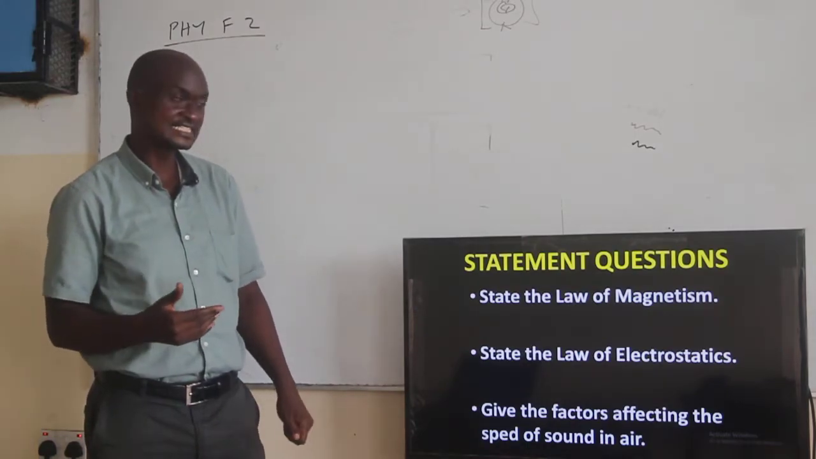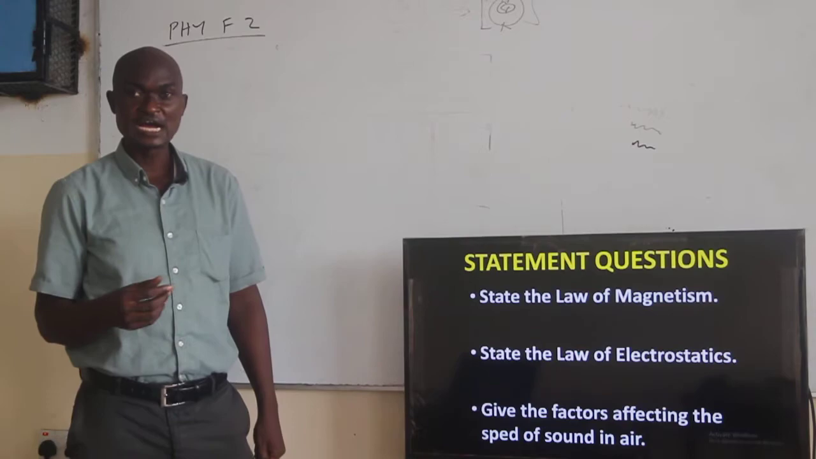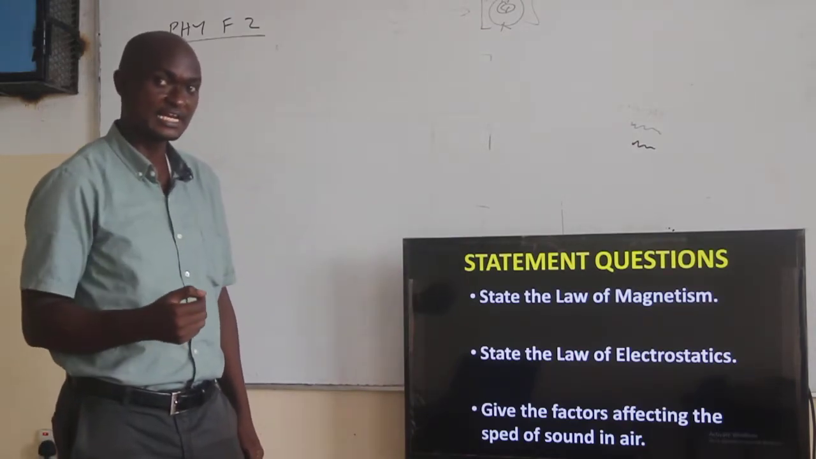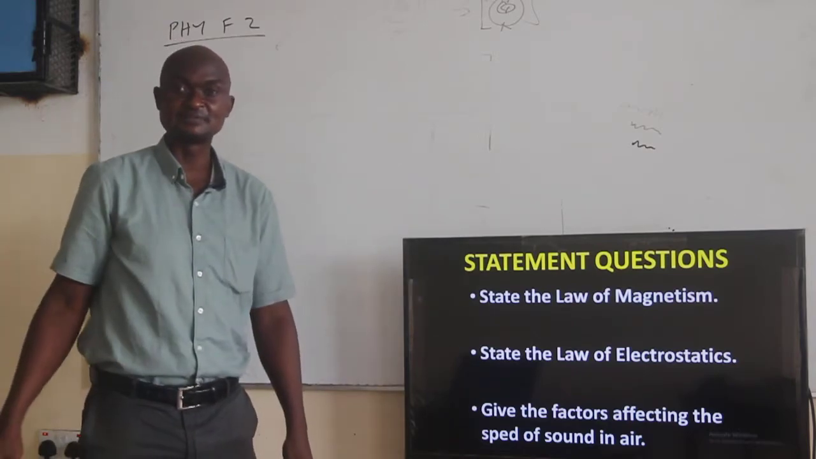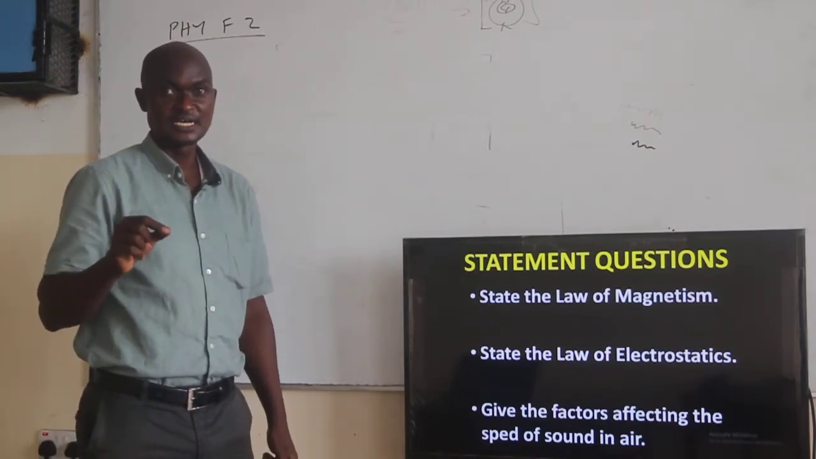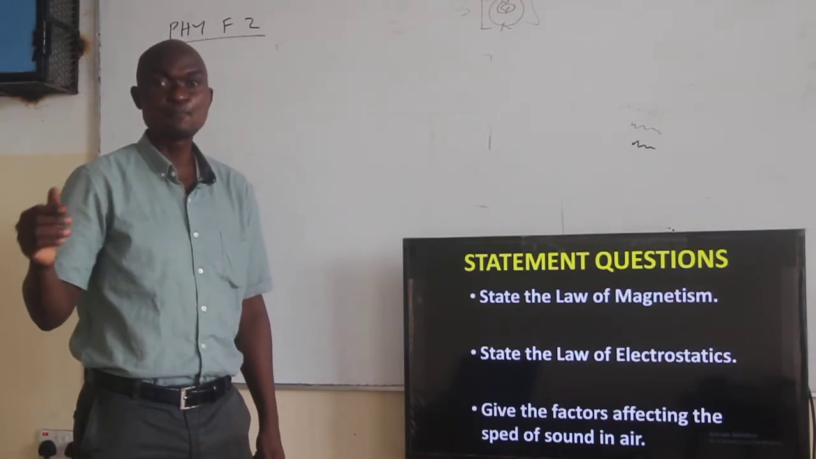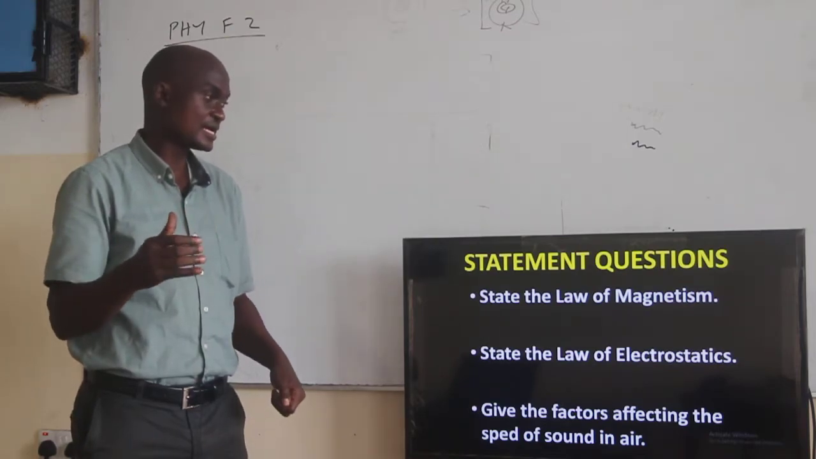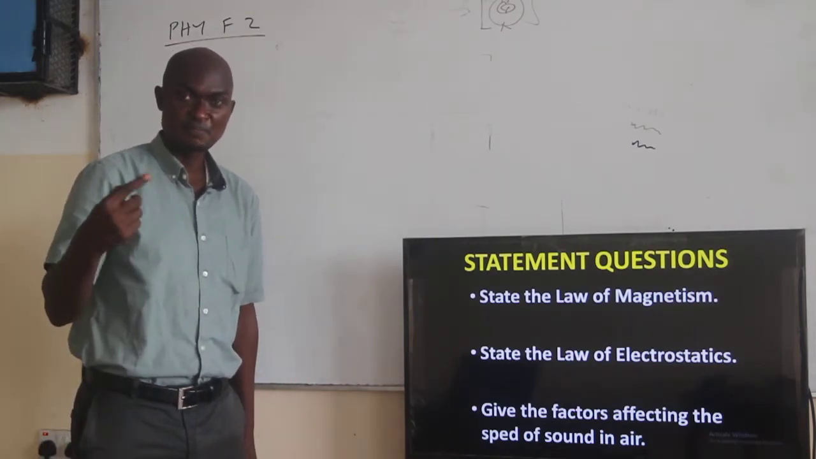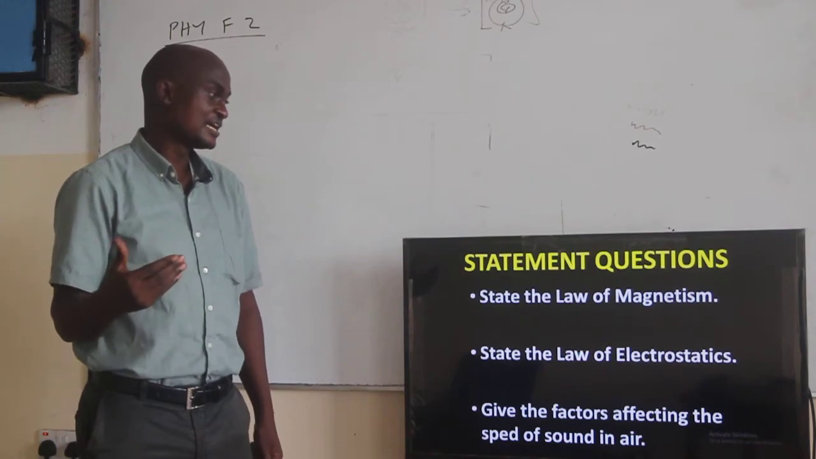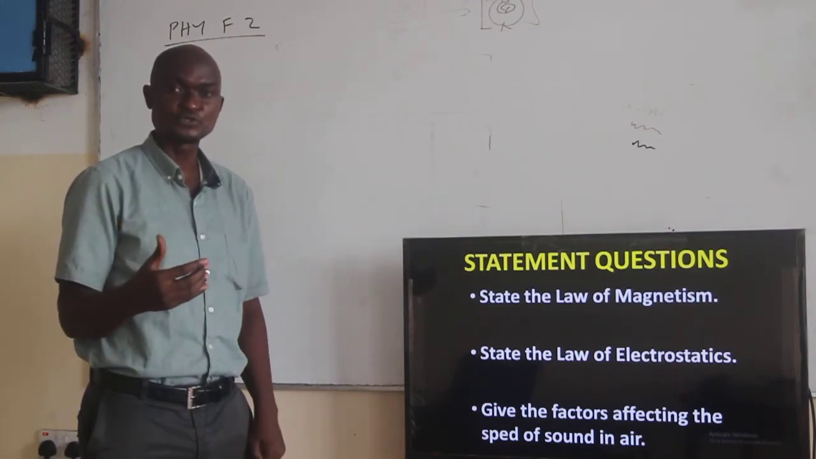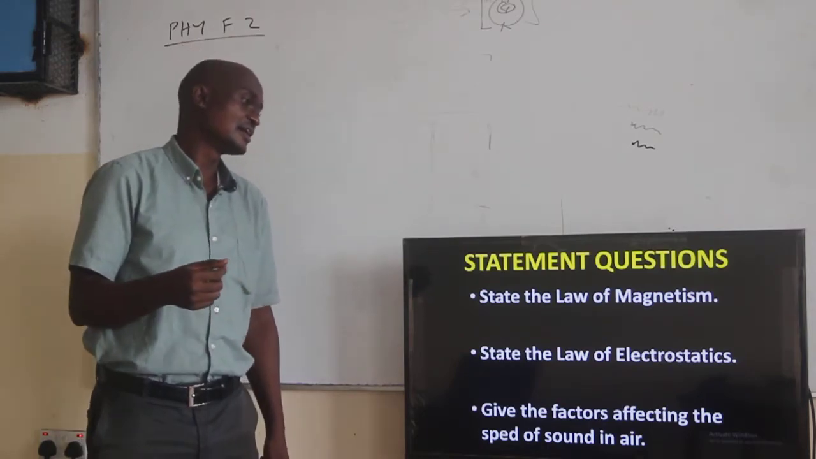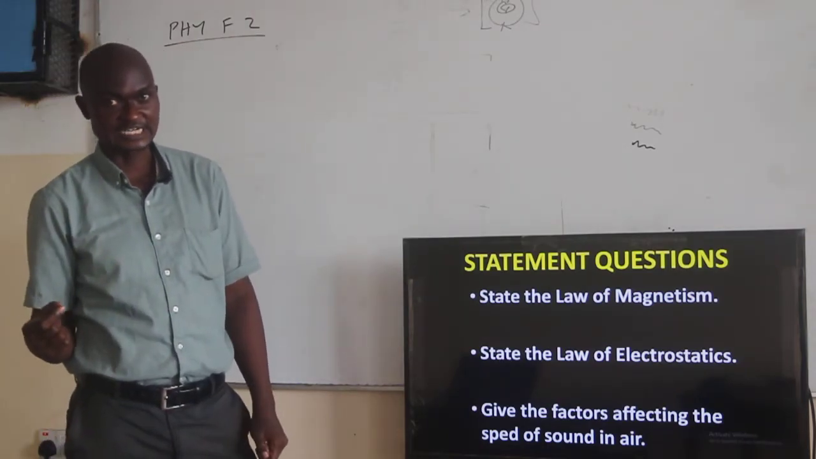You know what happens in attraction? The like poles do repel, and unlike poles do attract. We demonstrated this in our lesson, and that's the basis of the law of magnetism, that like poles repel, while unlike poles attract, the North Pole and the South Pole. If you bring 2 similar poles, there'll be repulsion. We demonstrated that practically. If you bring 2 unlike poles together, there'll be attraction. So like poles repel, and unlike poles attract.